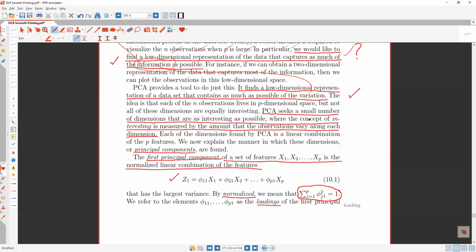PCA seeks a small number of dimensions that are as interesting as possible, where the concept of interesting is measured by the amount that the observations vary along each dimension. So what's interesting? Well, that may be up to you to decide as a researcher. You can think of PCA as being entirely atheoretical, or you can think of it as kind of supplementing your theory. The computer, the algorithm will do it.